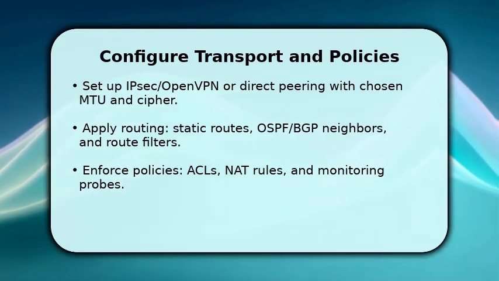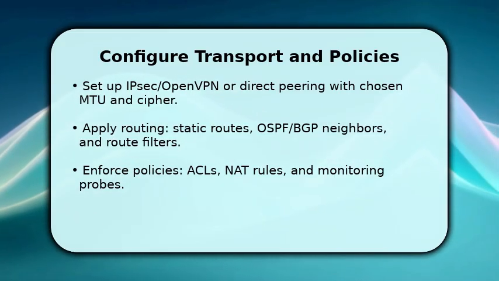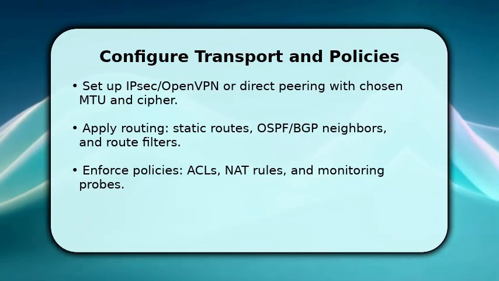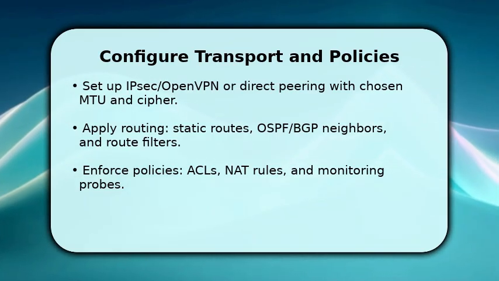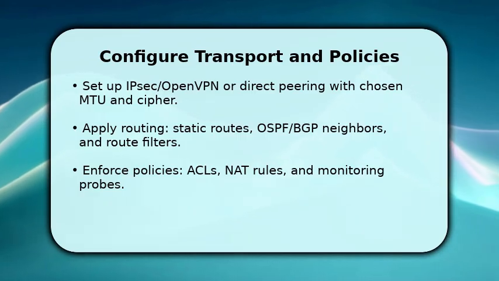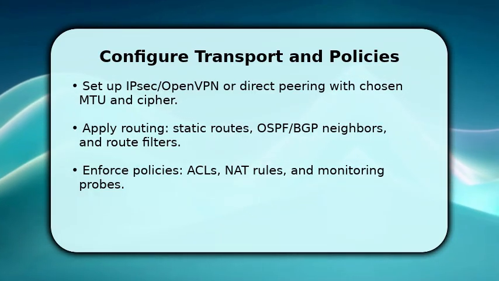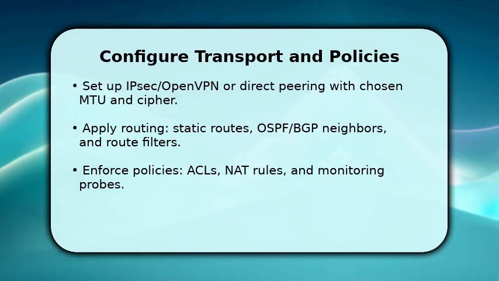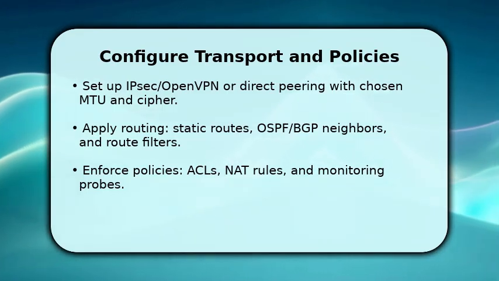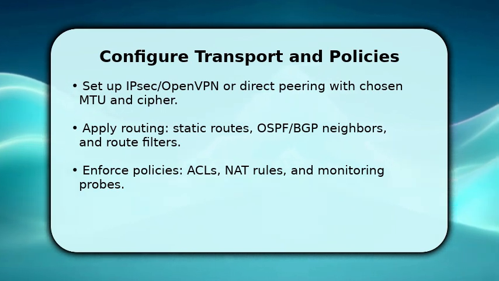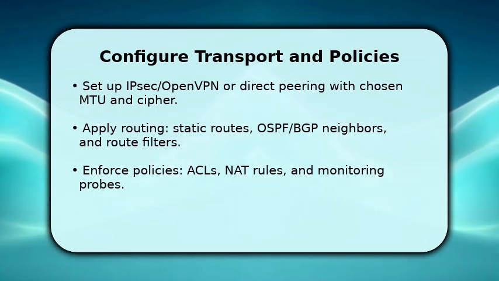Configure routing. Add static routes or establish OSPF/BGP neighbors and import/export filters so each system knows reachable prefixes. Then apply ACLs, NAT rules if needed, and enable flow logging or SNMP probes so you can observe behavior. Make sure to save and stage configs before activating to prevent accidental outages.